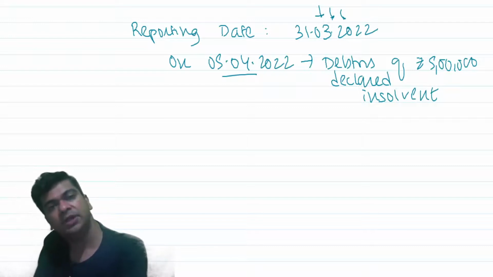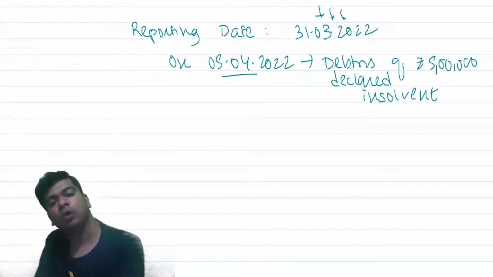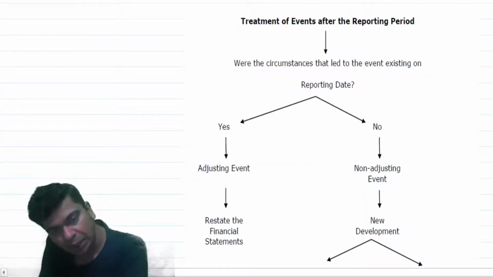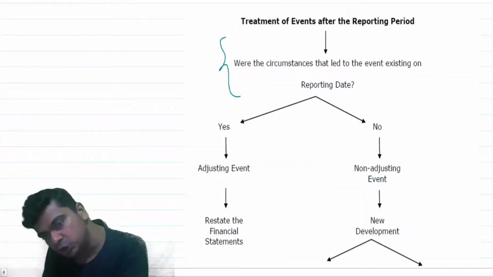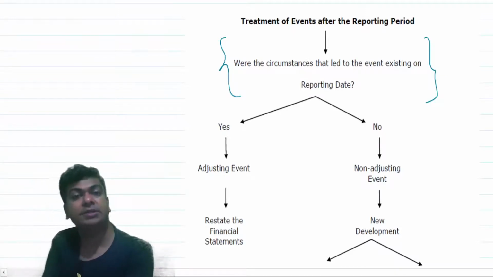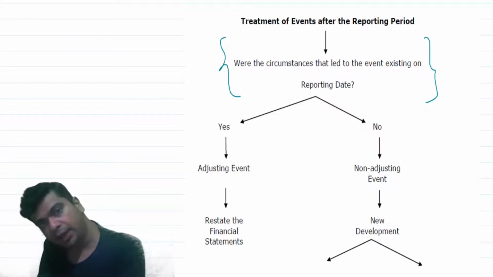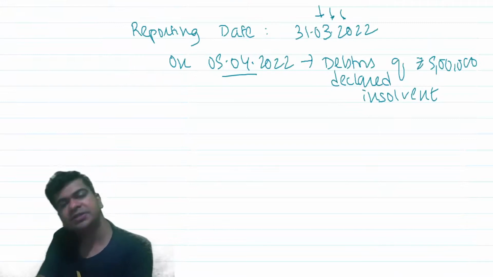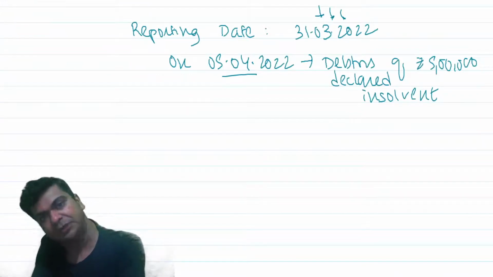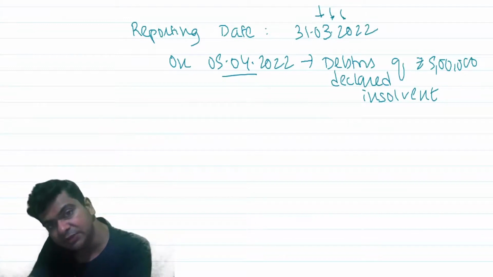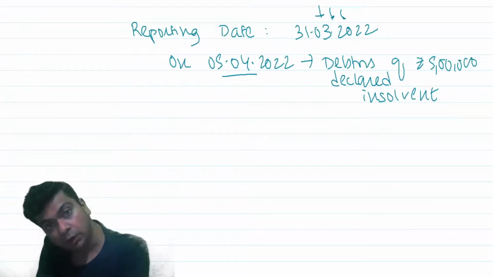Okay, how will you do this? Yes, ask the question. What is the question that we are supposed to ask? This is what I am referring to. The question that you should ask is, were the circumstances that led to the event existing on the reporting date? Okay. You are saying that debtors of 5 lakhs have become insolvent. Let us say you are receiving this news that so-and-so party has declared himself to be insolvent. Will you not like to know why this thing has happened?